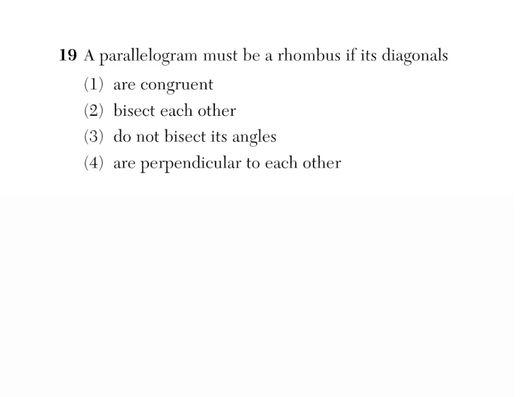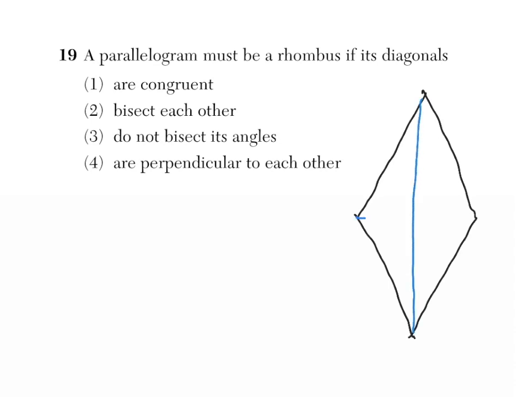Question 19. A parallelogram must be a rhombus. And I'm going to loosely draw a rhombus right now. It says it must be a rhombus if its diagonals what? So I'm going to draw the diagonals like so. And let's take a look at our options right now. It says are congruent. Well, here are the diagonals. They are not congruent. They are congruent for a rectangle, not, however, for a rhombus.